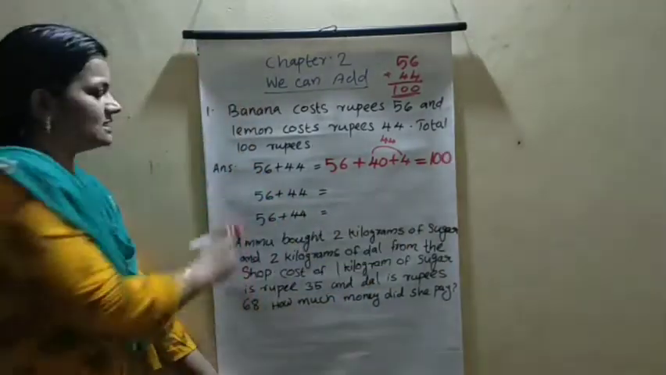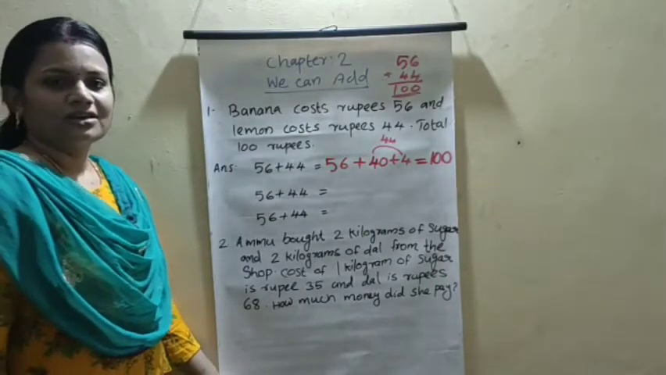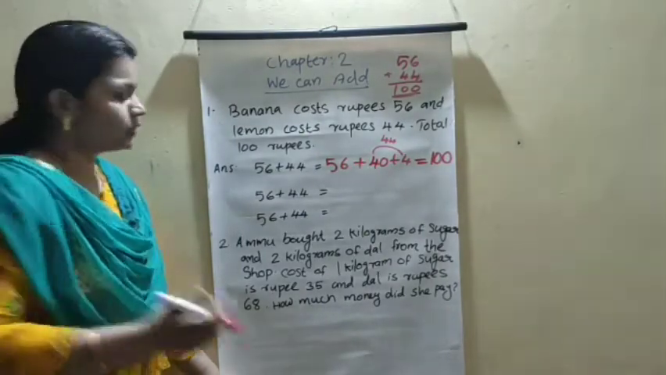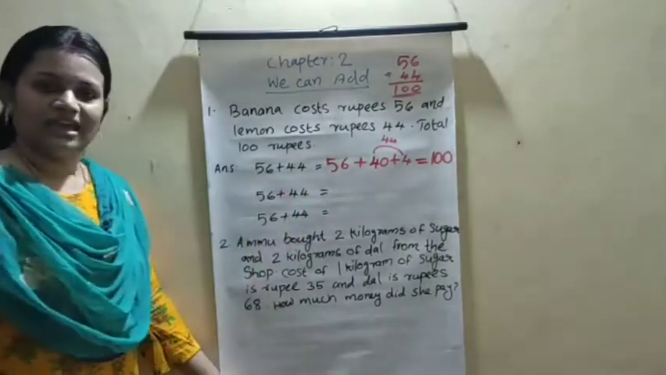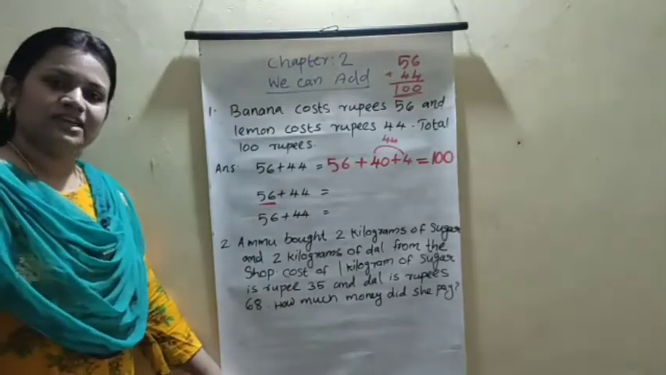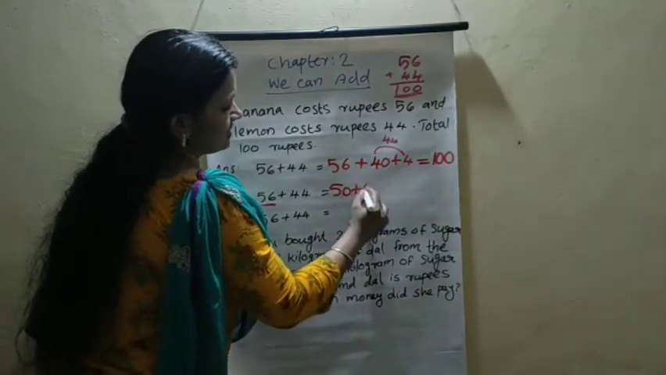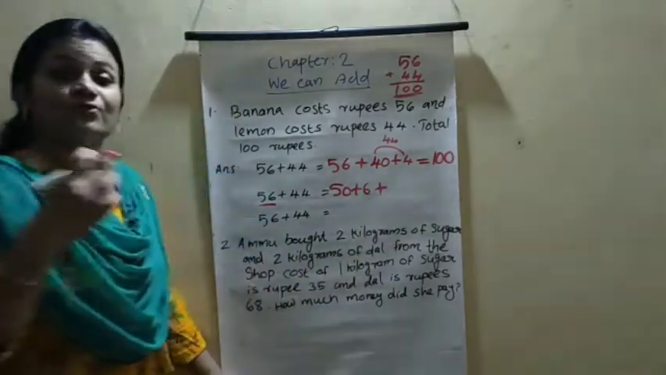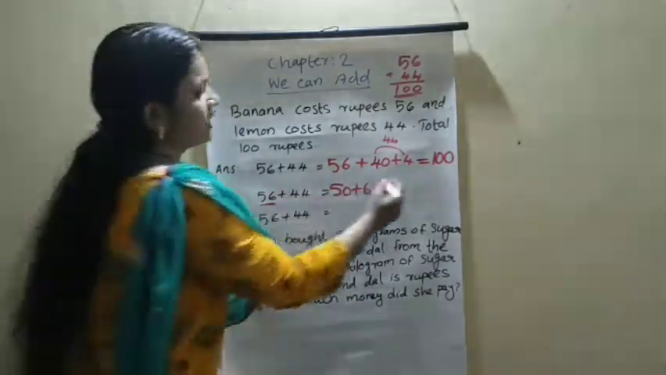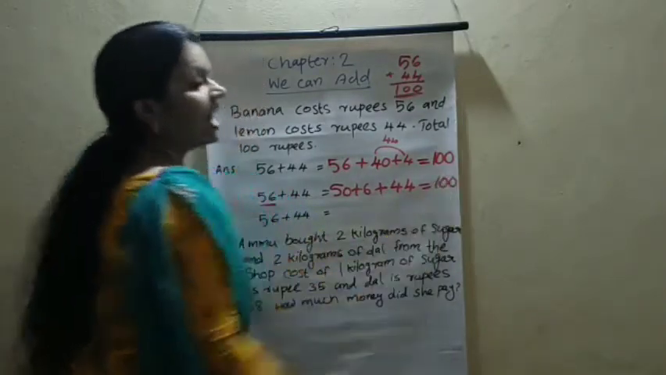Then how to write these numbers in a different way? Can you see? First we are splitting 56. How to write 56? 50 plus 6. 50 plus 6 is what? 56. Then the 44 is the same number. This is also what? 100.